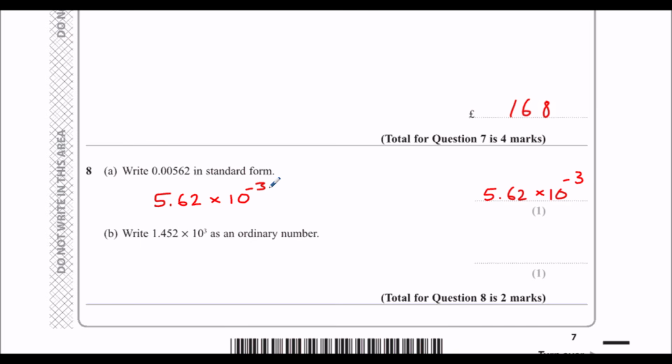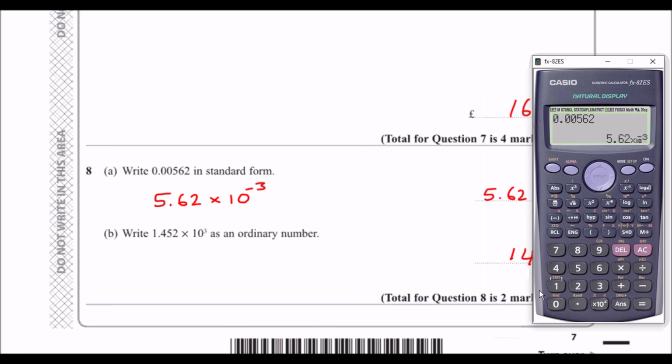Part B, write 1.452 times 10 to the power of 3 as an ordinary number. Now again, the calculator will do this for us. But times 10 3 times. So 1.452 times 10, 1, 2, 3 times. It's 1,452. Now on a calculator, if we type 1.452, and then we can use this standard form button down here, times 10, and then we just write the power. And there's our answer.